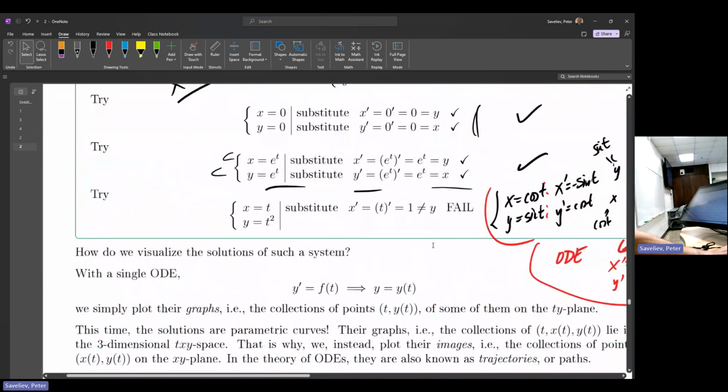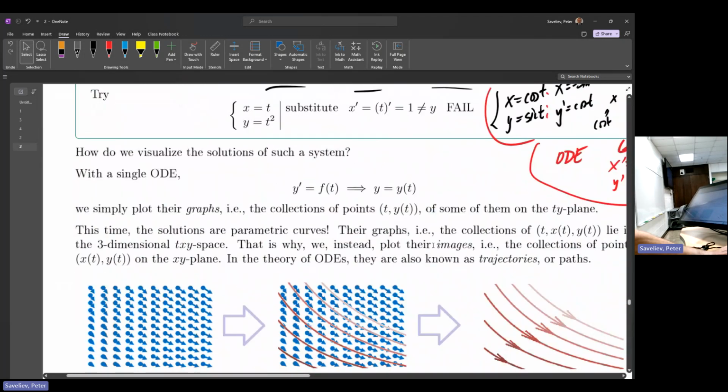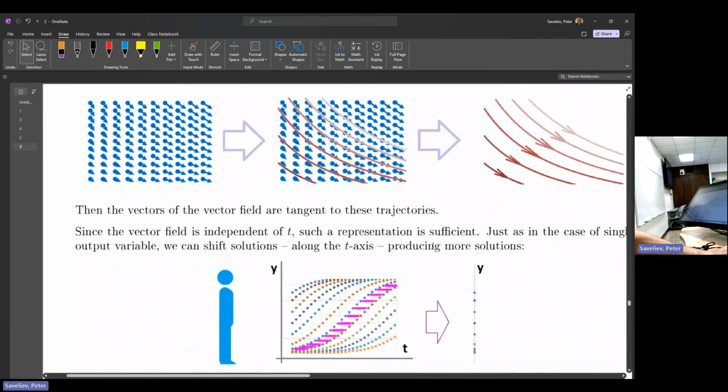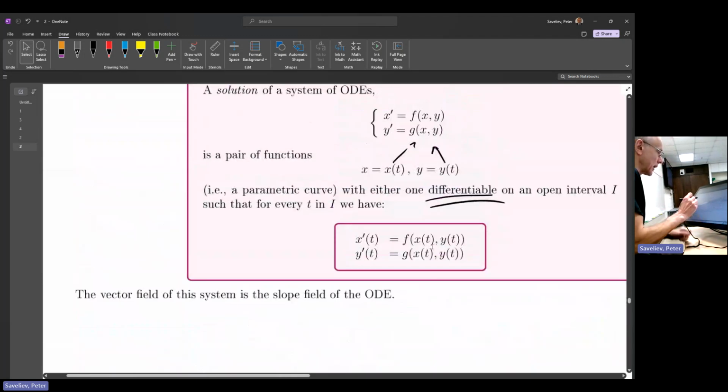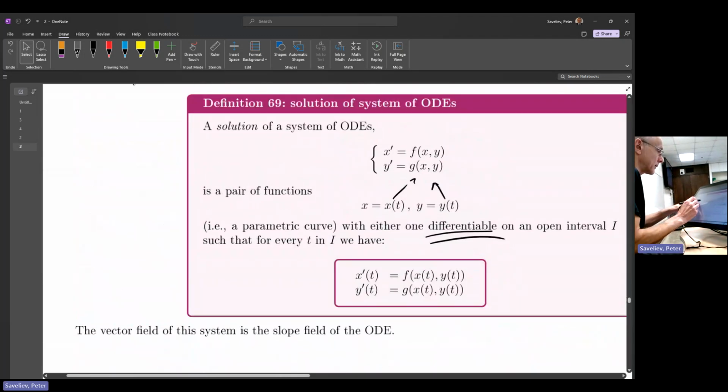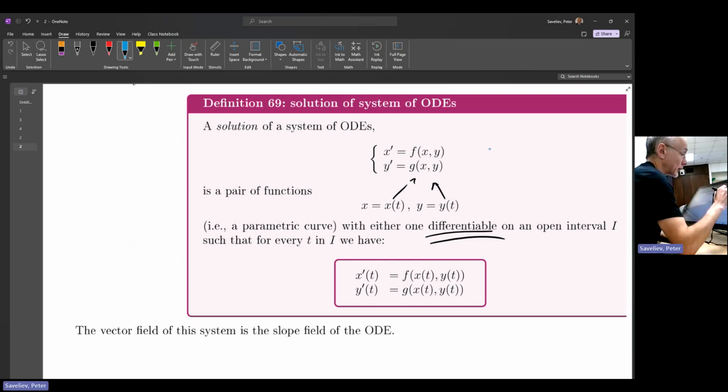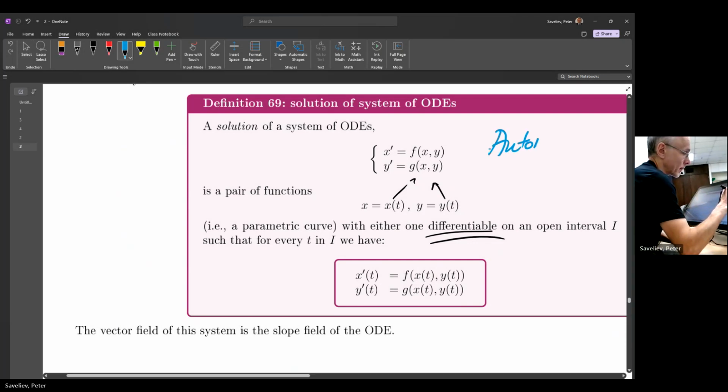Okay, so this is how we substitute. We have the graphs. We follow the vector field. This is, remember, the autonomous. We're concentrating on the autonomous. I did not emphasize that. And so this is an autonomous system. No t. No t. No t in the right hand side.